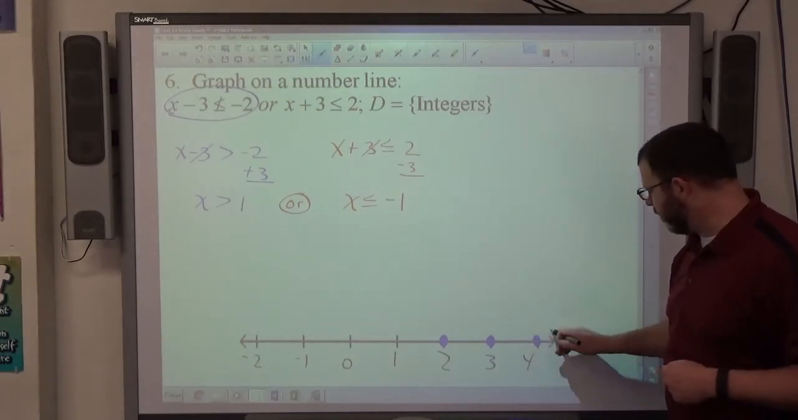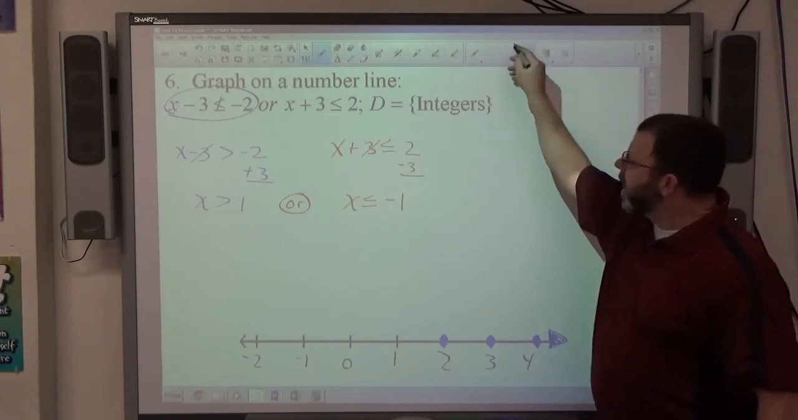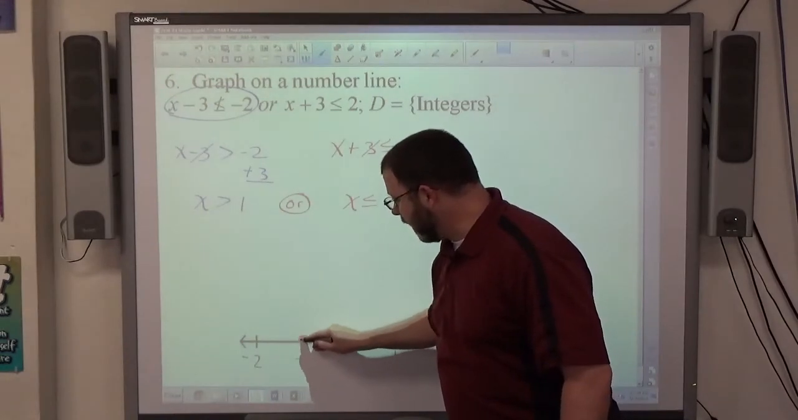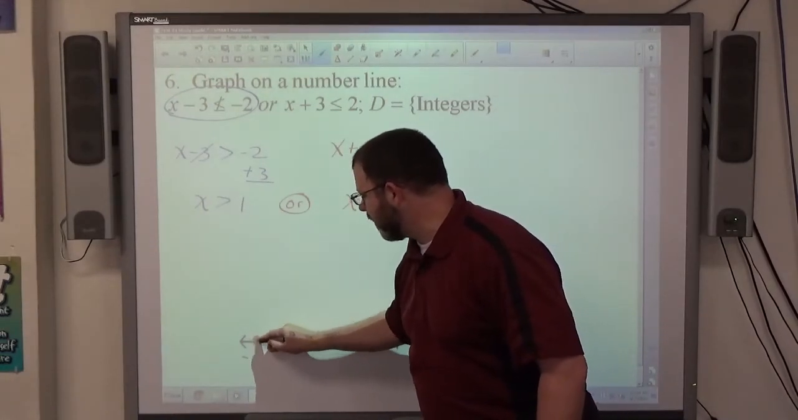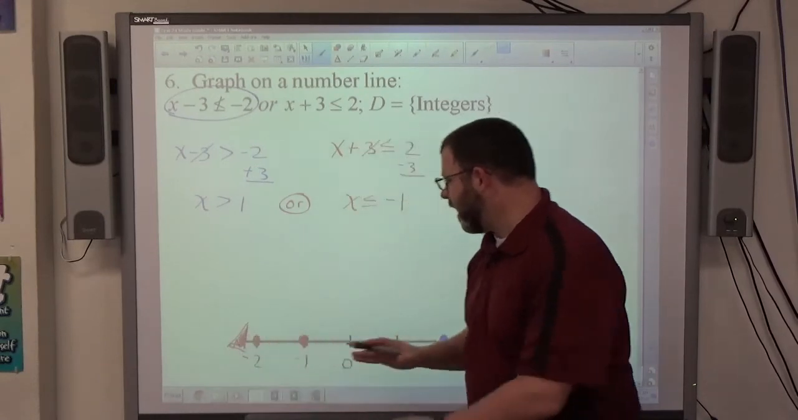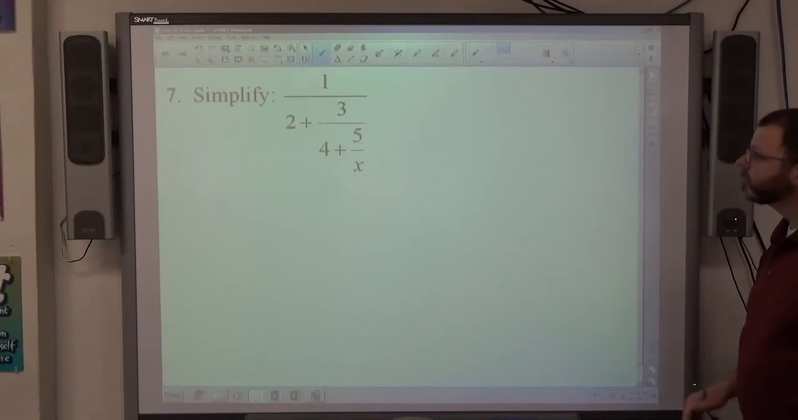Greater than 1 goes on forever in that direction. x is less than or equal to -1. -1 equals -1. -2 is less, and that goes on forever in that direction. And again, the entire number line, both inequalities graphed on it, are going to be the answer. So that's what we get for the answer to that one.